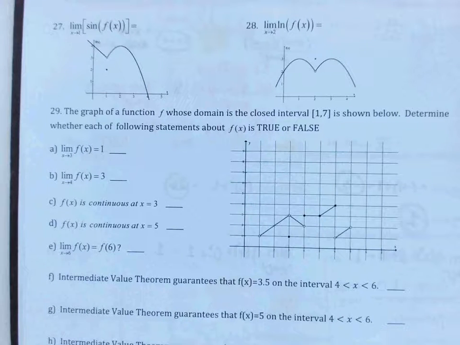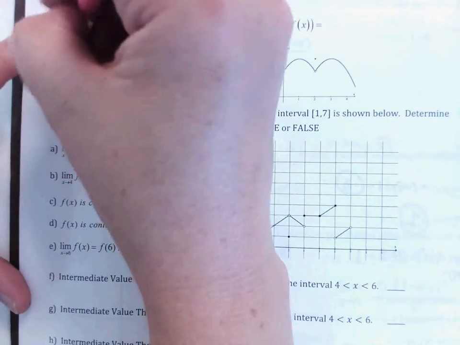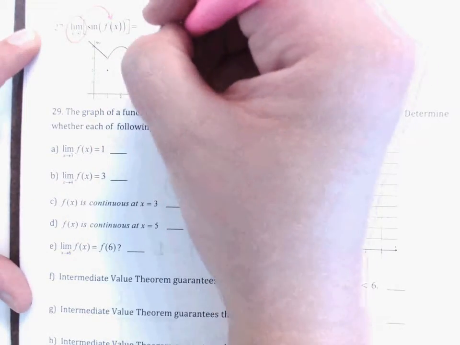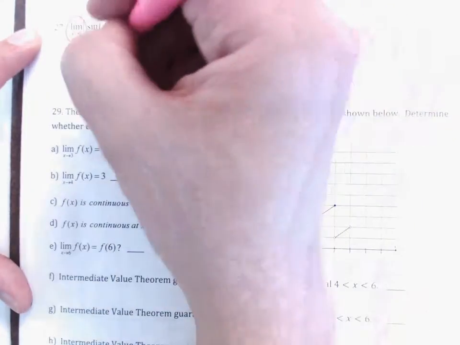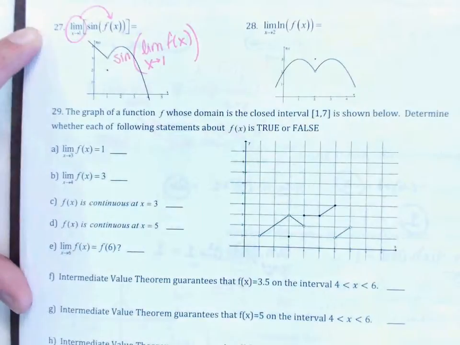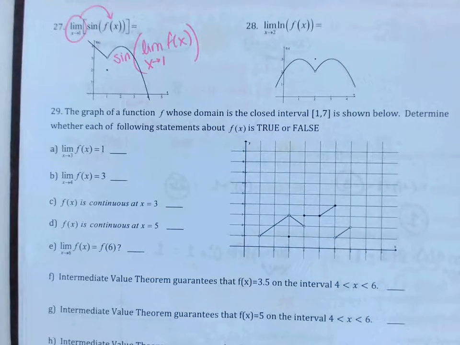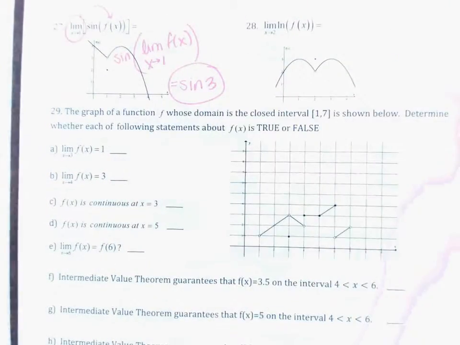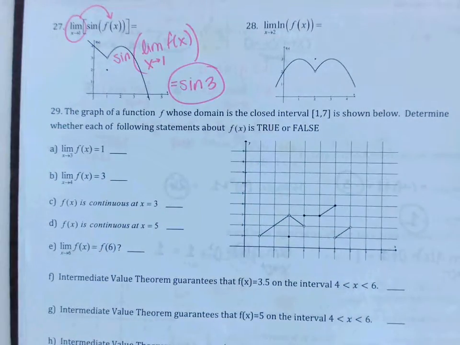Okay, 27, where does the limit apply? Outside or inside? Inside, so I want the limit as x approaches 1 of f of x, and then I'm going to plug that result into sine. That's what you should be doing. So if I want the limit of f as x approaches 1, what is the y value of the limit? 3. Then it would be the sine of 3. Can you find the sine of 3 by hand? No, you don't have to.